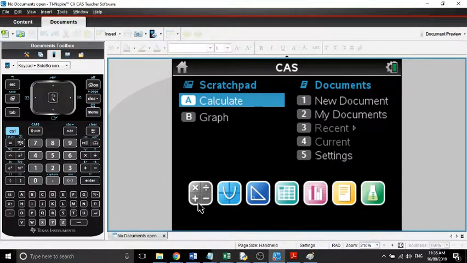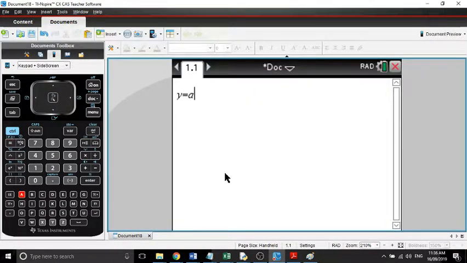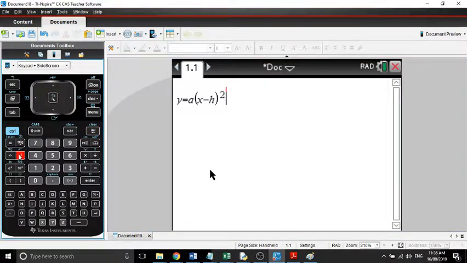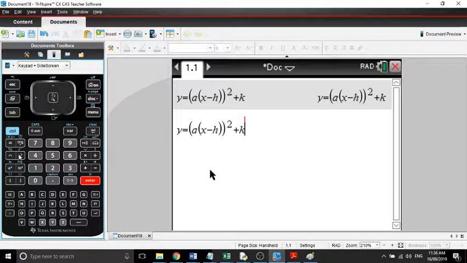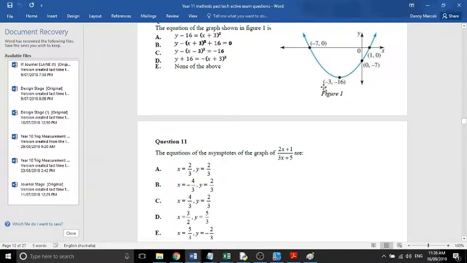Remember, our turning point form is y equals a(x minus h) all squared plus k. That's what ends up there. I don't know why it keeps doing this. Maybe because it doesn't know what a is. Let's delete that. Now we know that we have -3 and -16.